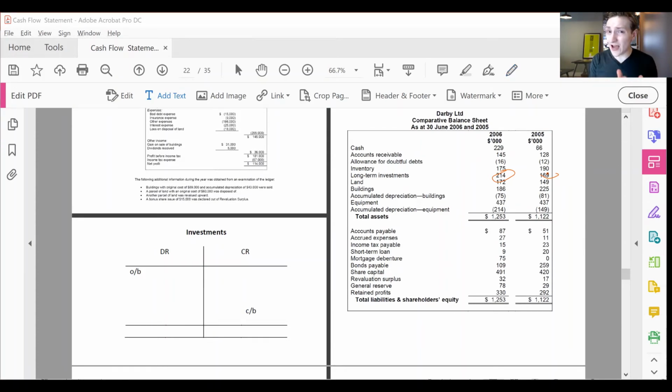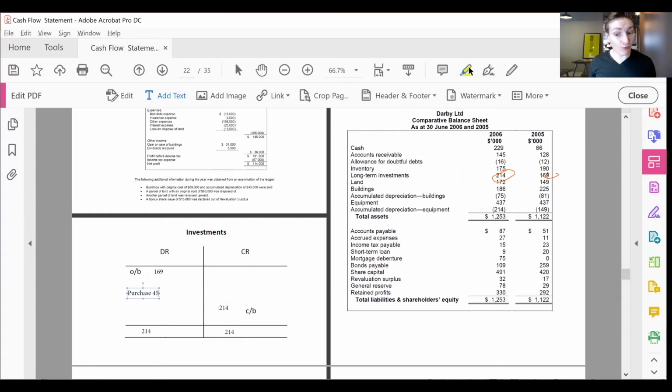We could theoretically have a write-down if there's marking to market, but you're not told anything about marking to market. So it just means that we're likely to have some increase in investments. And you can see that because our closing balance is above our opening balance. The opening balance was 169. The closing balance is 214. So what this implies is we must have had a debit in the form of a purchase of investments. So the purchase, therefore, must have been 214 minus 169. So our purchase, therefore, must have been 45.